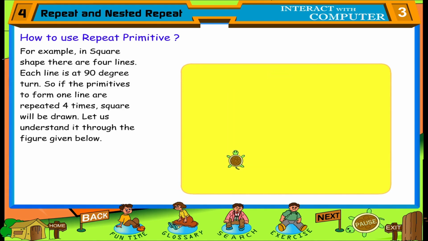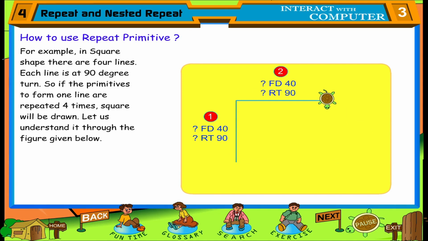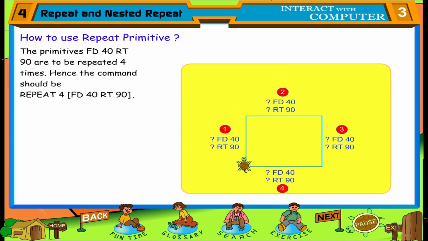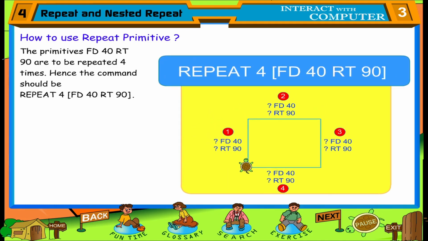For example, in a square shape, there are 4 lines. Each line is at a 90-degree turn. So, if the primitives to form one line are repeated 4 times, a square will be drawn. Let us understand this through the figure given below. The primitives FD 40, RT 90 are to be repeated 4 times. Hence, the command should be repeat 4 and in a bracket FD 40, RT 90.